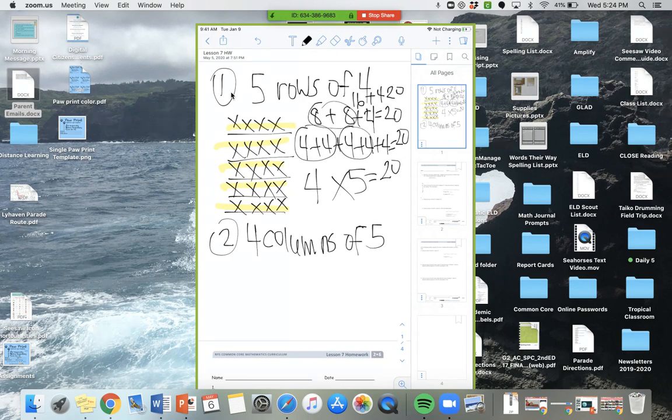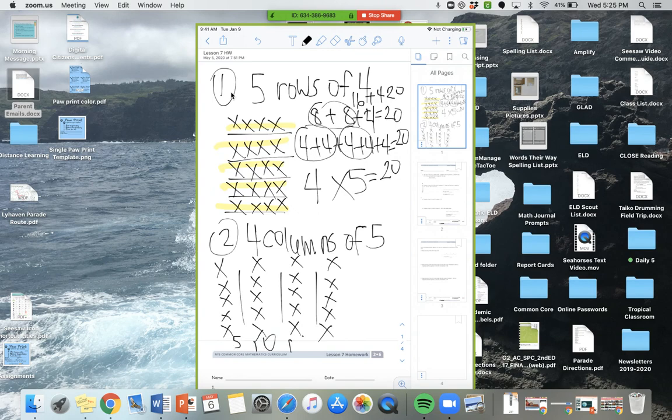And then unpause when you are done. Okay, so remember, columns go like this, and we only need 4 of them. And we have 5 in each. 1, 2, 3, 4, 5, and so on for each column. So we have 5. I'm going to skip count: 5, 10, 15, 20. Or you could use repeated addition to find the product.